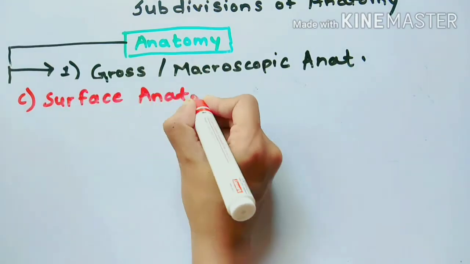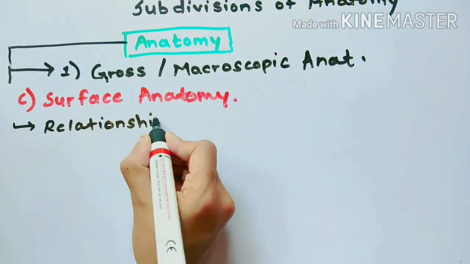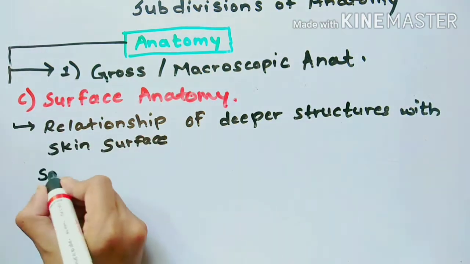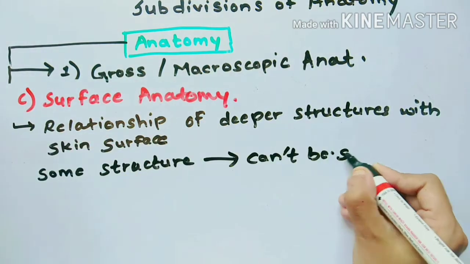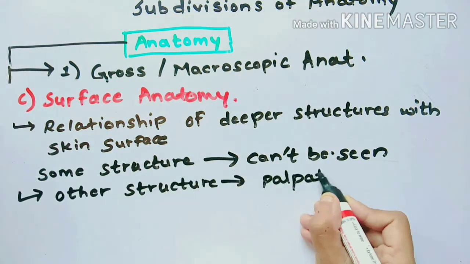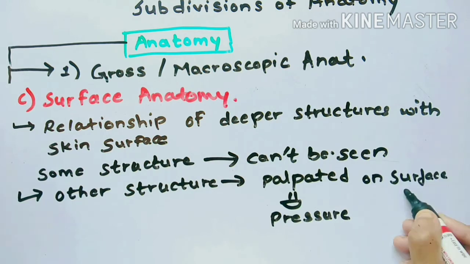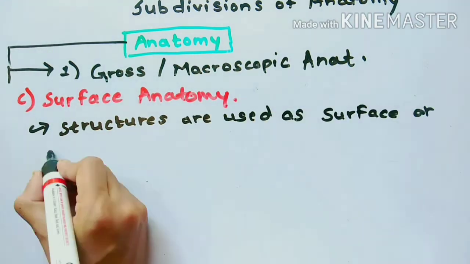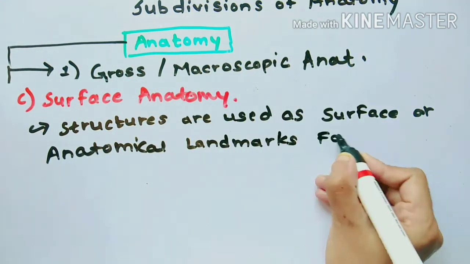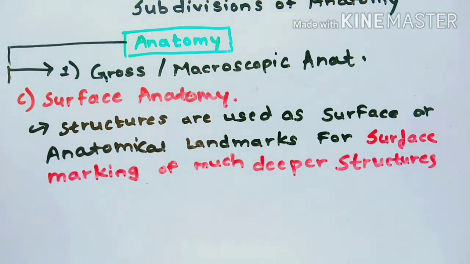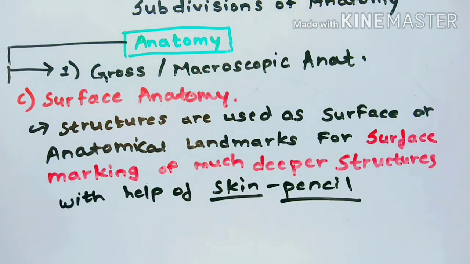Now let's study surface anatomy. It is the study of the relationship of deeper structures with the skin surface, where some of these structures can be seen while other structures cannot be seen but can be palpated on the body's surface. Palpation is an assessment technique that uses sense of touch to assess parts of body. These structures are sometimes used as anatomical landmarks for surface marking of much deeper structures with the help of a skin pencil.